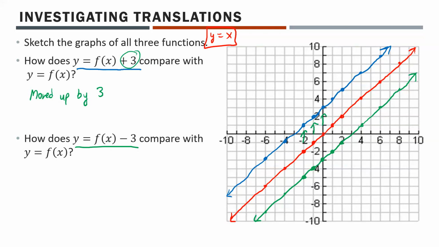What about this other one? How does f of X minus 3 compare with the original f of X? So how does the green graph compare to the red one? Well, look at those 5 points again. Which way do you think they went? Scratching my head here. Moved down by 3. So in other words, this whole idea of adding or subtracting something on the outside of our function notation causes something to move up or down.